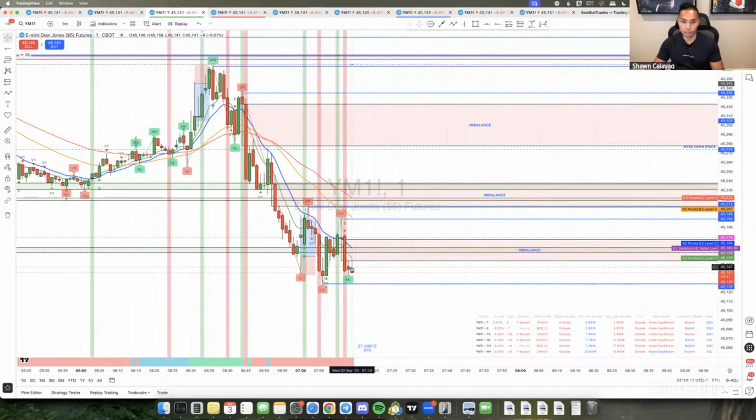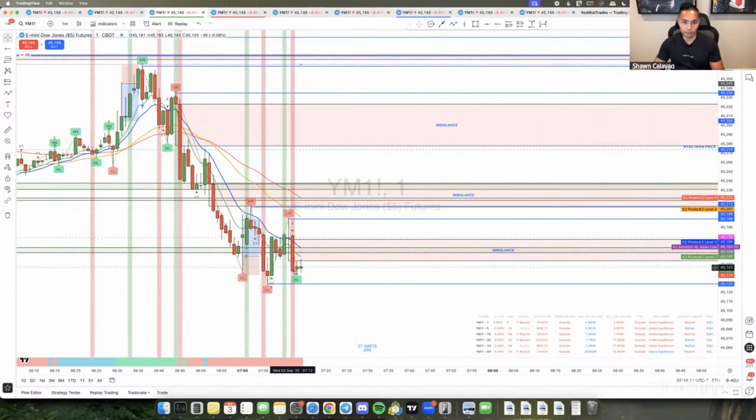So we're getting a break and retest right there. See, we have the imbalance come up. This candle right here is rejecting off the imbalance, so it's basically solidifying the imbalance there. If it pushes down lower, it'll probably drop lower.